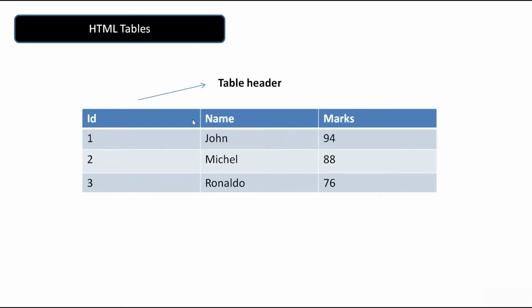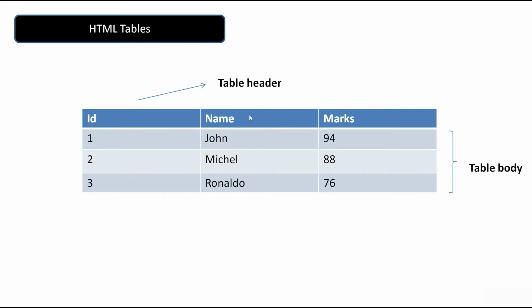And after declaring the table header, we have to add some data to the table. That data is called the table body. Here you can see these 3 are called the table body. The attributes or columns are called the table header, and the rows are called the table body.